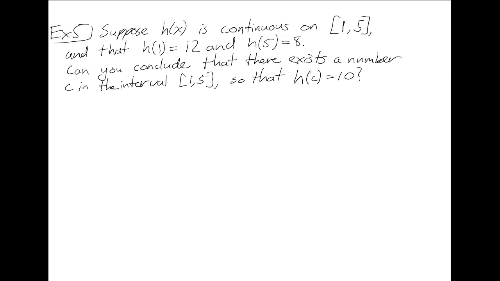Suppose that you have a continuous function on an interval from x equals 1 to x equals 5 here, and that the y-coordinate when x is 1 is 12, and that when x is 5, y is 8. That's what this says. So can you conclude that there exists a number c between 1 and 5 so that h of c is 10? So let's think about that.